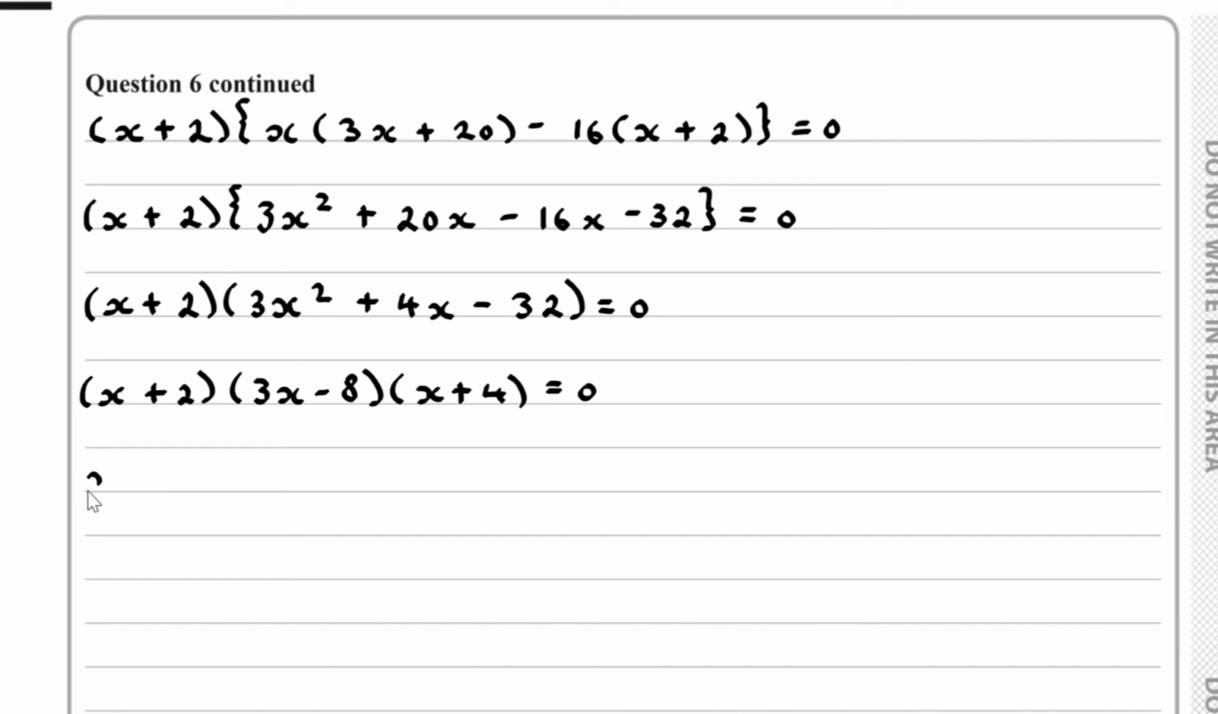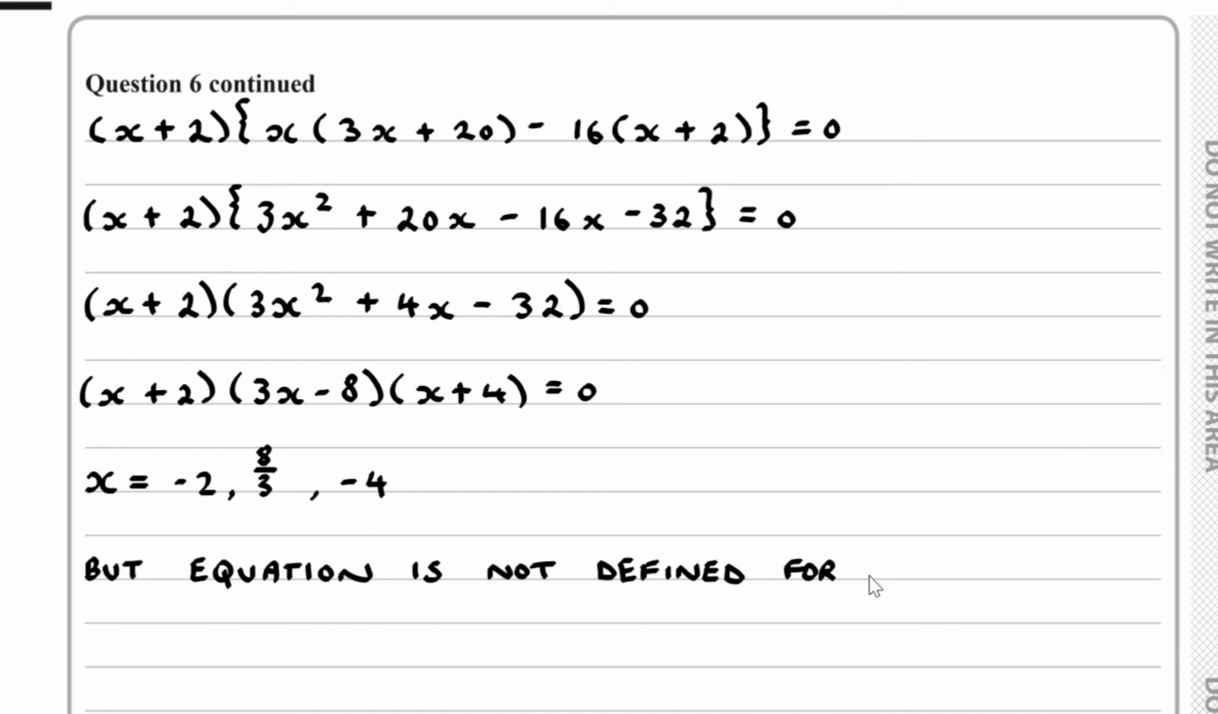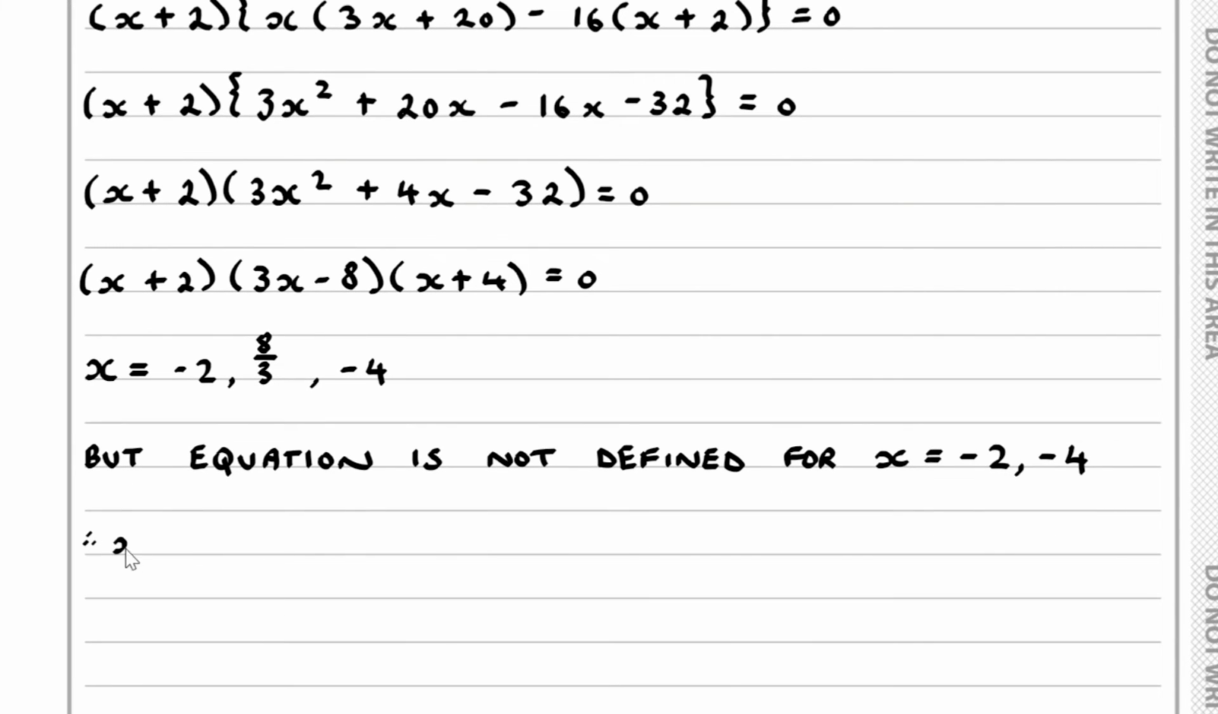So from here you can see we've got x is minus 2, 8 over 3, or minus 4. But the equation is not defined for negative numbers. So it's not defined for x equals minus 2 or minus 4. And from this we can conclude x equals 8 over 3 is the only solution.